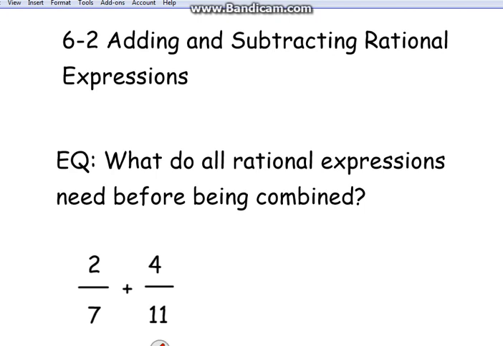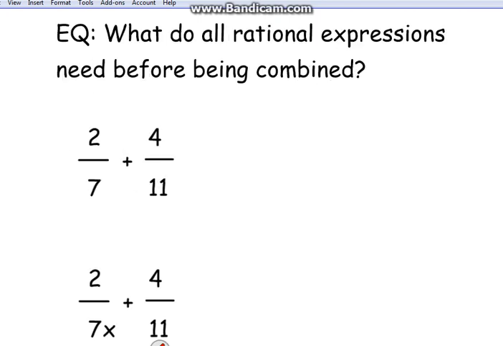We need the LCD. What is the common denominator that we could use here for 2 over 7 and 4 over 11? The answer would be 77. Multiply both top and bottom by 11 of this fraction. What are we going to have to multiply 11 by? 7. Okay. So whatever we do to the top, we have to do to the bottom. Now go ahead and multiply.